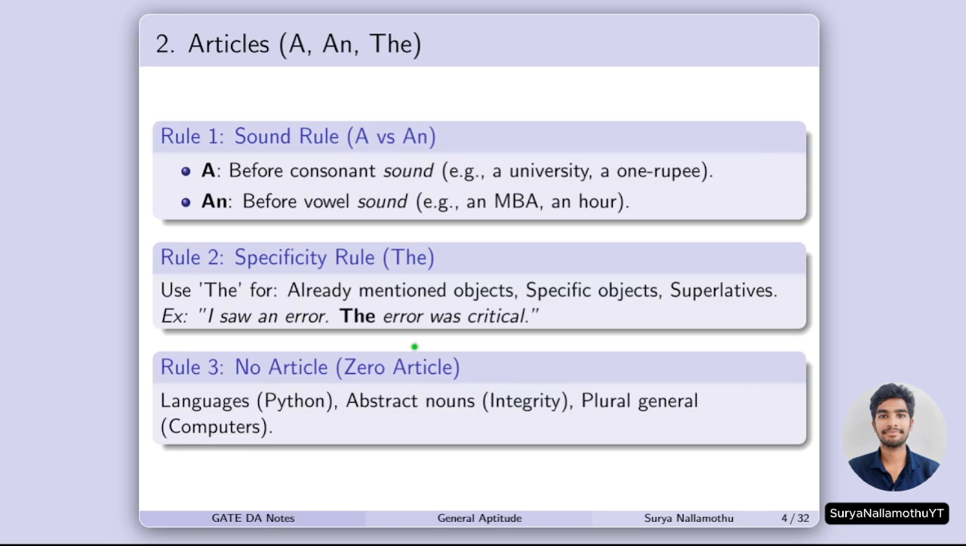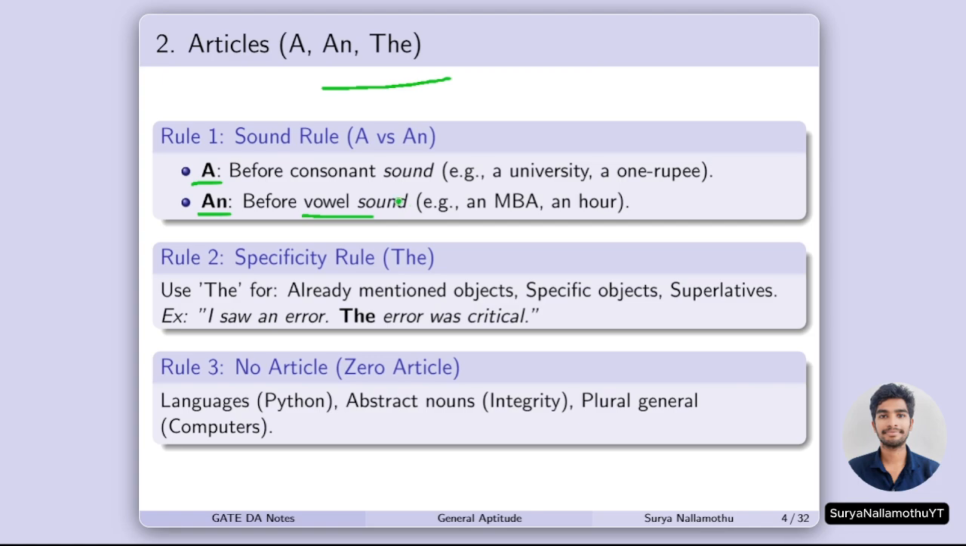And next, here we observe articles. We know a and the. These are called articles. We use a before a consonant sound. So a university, because the u in university has a consonant sound, like you. So before a consonant sound we apply a. And next, an is applied before a vowel sound. We know the vowels, right? A, E, I, O, U. So when a vowel sound occurs, we need to apply an.